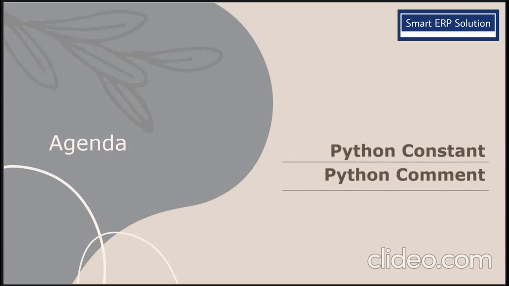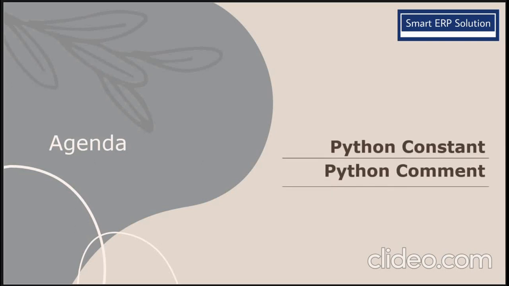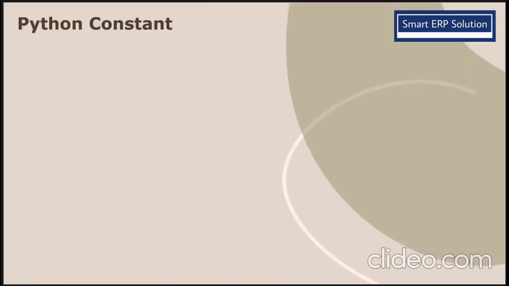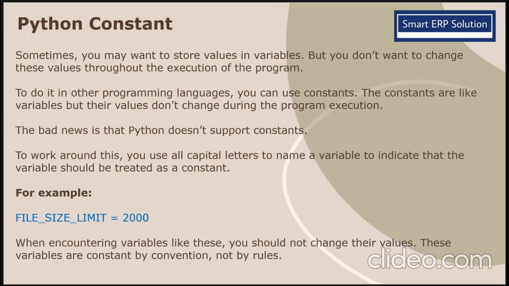Agenda. Today our learning outcome will be Python constant and Python comment. Python constant. Sometimes you may want to store values in variables, but you don't want to change these values throughout the execution of the program. To do it in other programming languages, you can use constants. The constants are like variables, but their values don't change during the program execution. The bad news is that Python doesn't support constant.